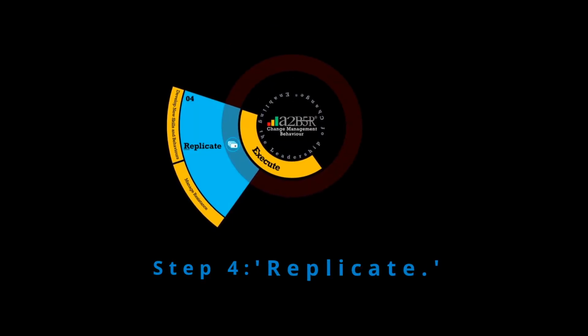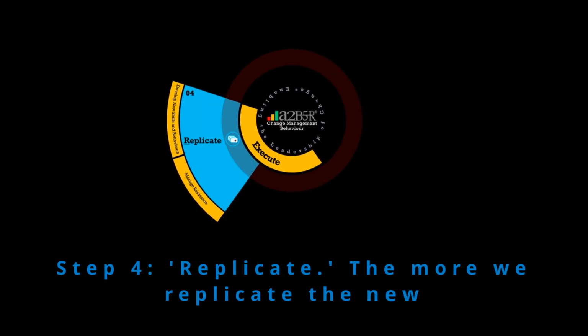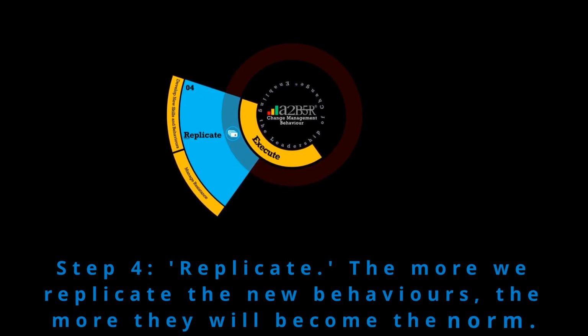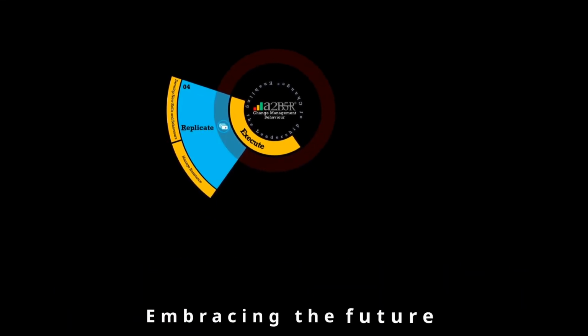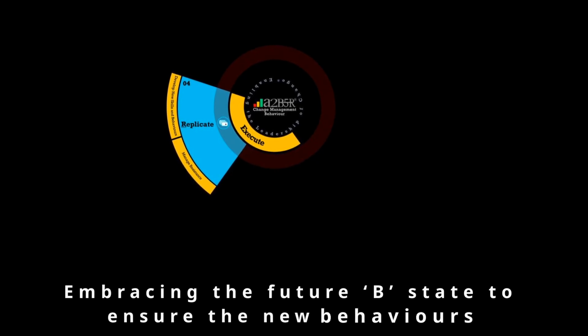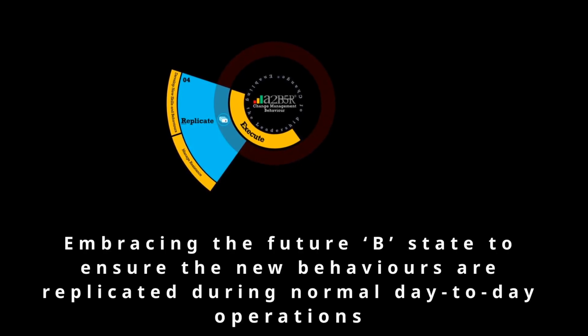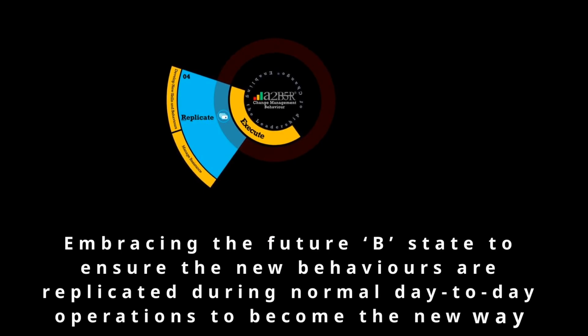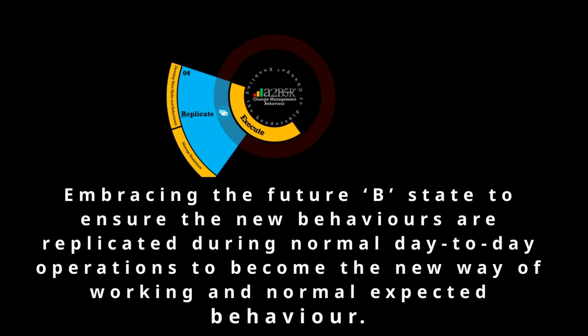Step 4. Replicate. The more we replicate the new behaviors, the more they will become the norm. Embracing the future B state to ensure the new behaviors are replicated during normal day-to-day operations to become the new way of working and normal expected behavior.